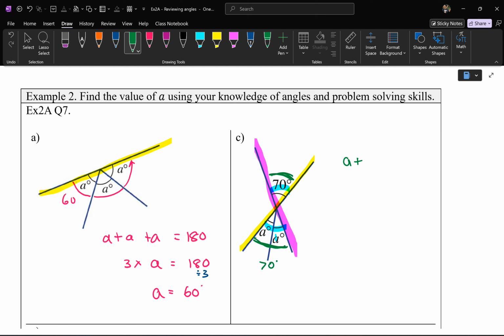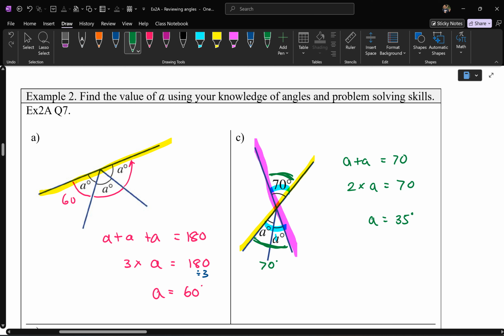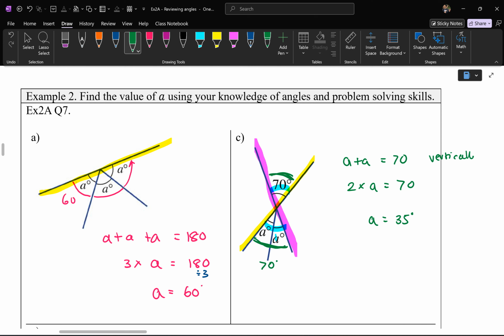So that means A plus A, these two A angles, must add up to 70. But A plus A is just double of A. You've got 2 of them. So double something gives you 70. What must A equal to then? 35. Another way to do that is you can do 70 divided by 2, half them, and you can get 35 degrees. Now the reasoning here is vertically opposite.